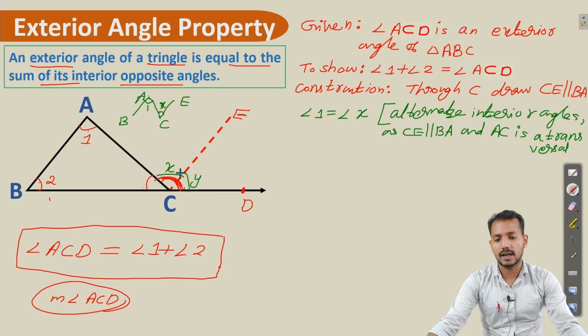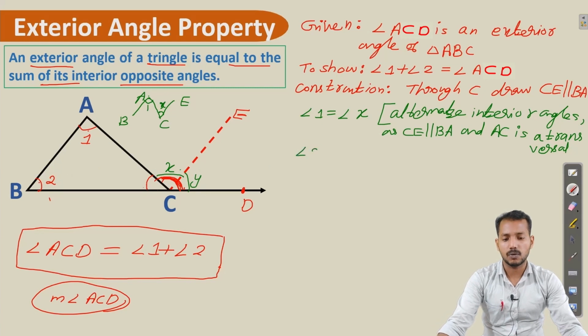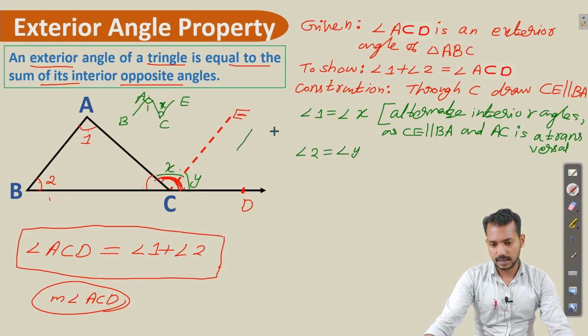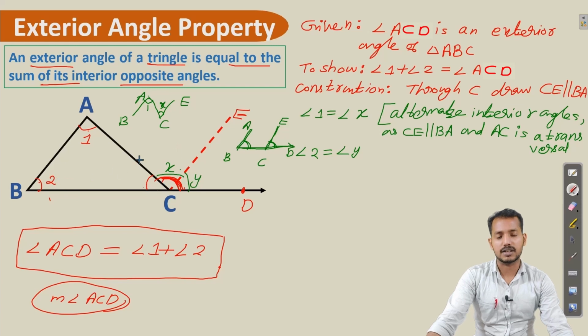In the case of angle 2 and angle Y, they are equal. Why are they equal? Let's see. Let's separate these lines here: BA and CE, and another line BCD, the transversal BCD. Now see here, these two parallel lines AB and CE are intersected by the transversal BCD. So angle 2 and angle Y become corresponding angles.